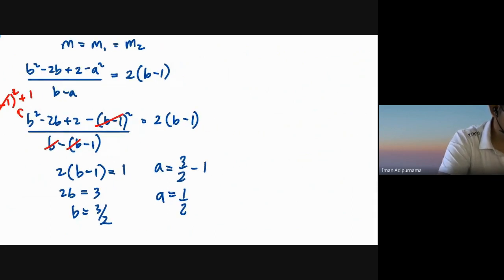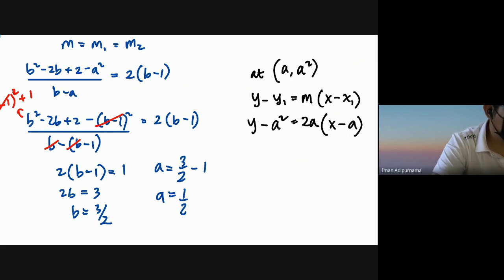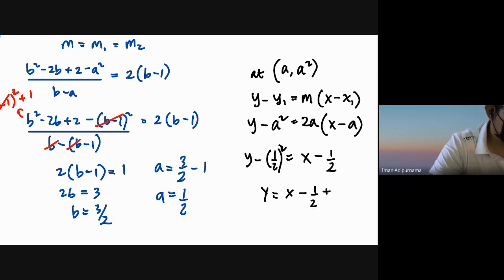Now, if we evaluate with the line equation, we have y at, let's say, a and a squared. So we have y minus a squared equals m, which is 2a, times x minus a. So change all a with half. So y minus 1 over 4 equals 1 times x minus half. So y is x minus half plus 1 over 4. So y is x minus 1 over 4.